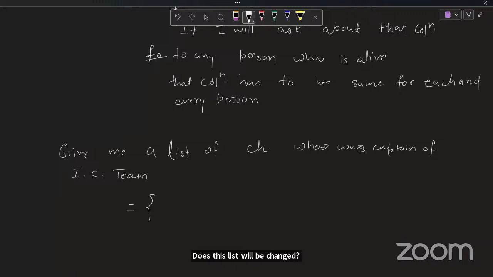No matter if I ask an American, a Russian, or a Martian, that collection will be the same for each and every one, right? So that kind of collection is known as a well-defined collection.